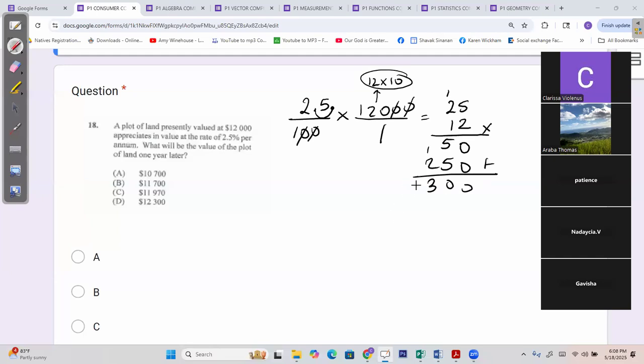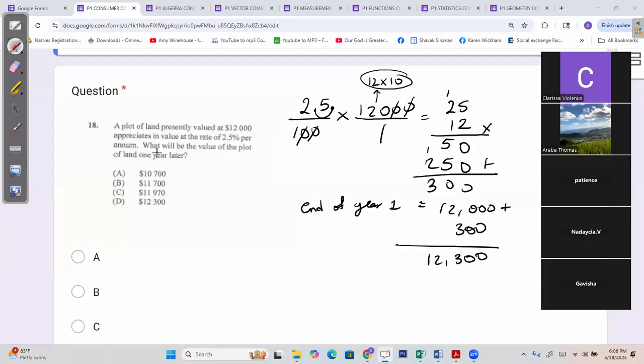So that means, what am I going to do with this $300, everybody? Am I not going to add it on to the original year? So that means the end of year 1 is going to be the 12,000 plus the 300. So it's going to be 12,300.